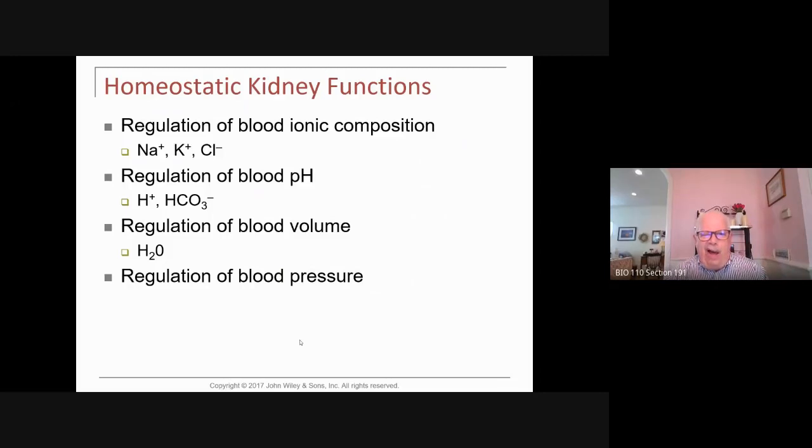It gets rid of waste. And what is waste? Well, the majority of waste that the kidney gets rid of is water. But it also regulates ions. It regulates the blood sodium, the blood potassium, and the blood chloride. It is also a regulator of blood pH. So it regulates hydronium ion, which is H+, and bicarbonate.